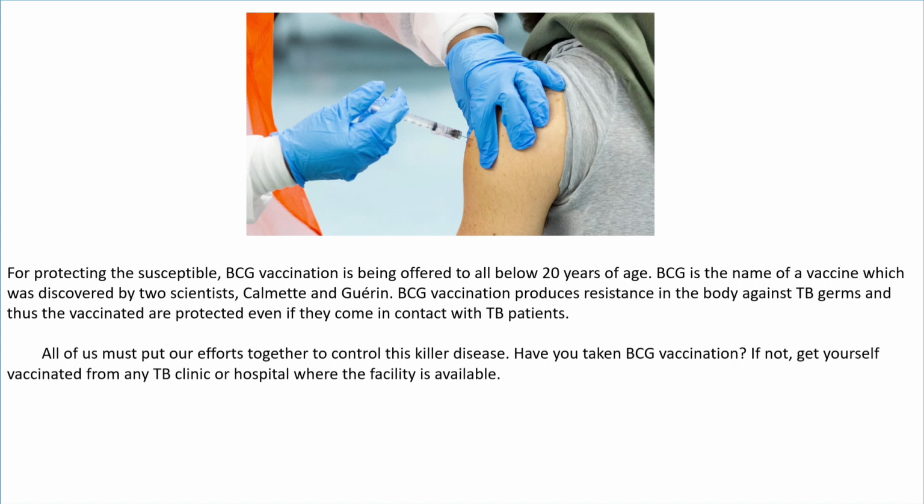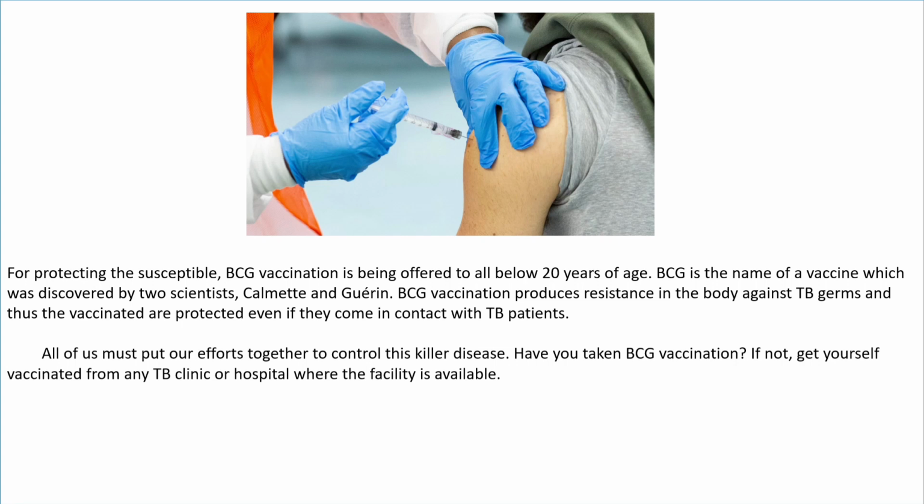BCG is the name of the vaccine which was discovered by 2 scientists. So who discovered the vaccine for TB? Calmette and Guerin. All right. So BCG, B means Bacillus, C means Calmette, and G means Guerin. The Bacillus is the bacteria. Calmette and Guerin are the names of the 2 scientists who discovered the vaccine for tuberculosis.